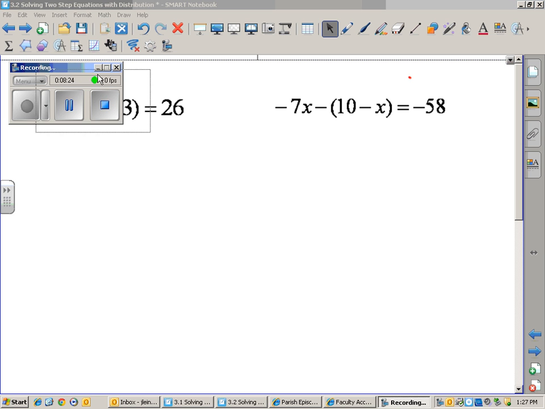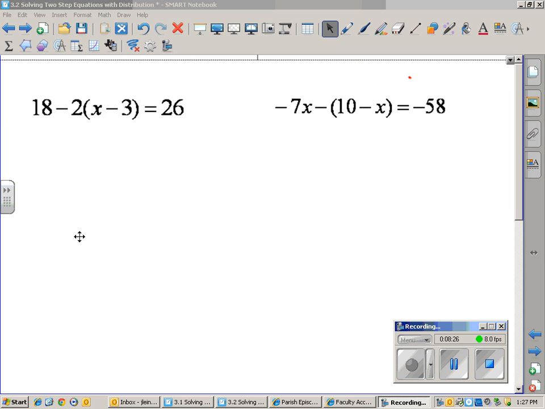This pesky recorder is in my way. Okay, I think this is the one that's hole punched out, but you can go ahead and write it down if you didn't in class when I told you. It's 18 minus 2, parentheses, x minus 3. I think the 3 is hole punched out on your paper. We're going to skip that one. I'm actually going to let you do that one.